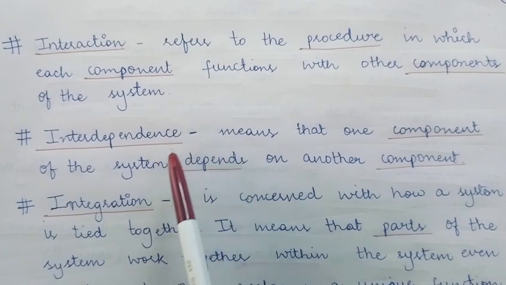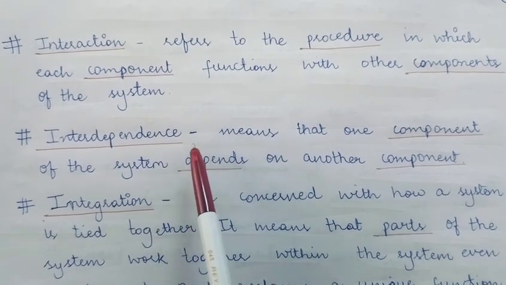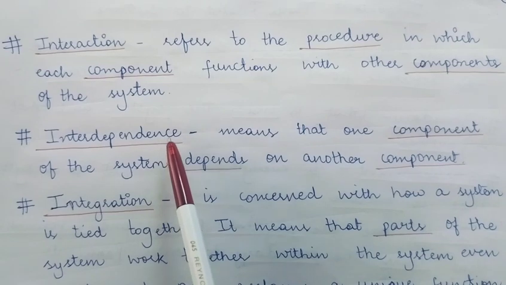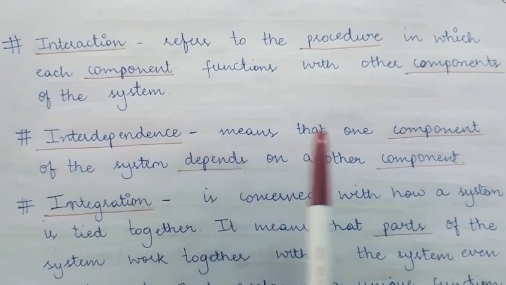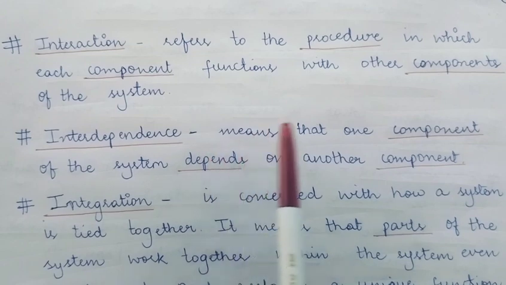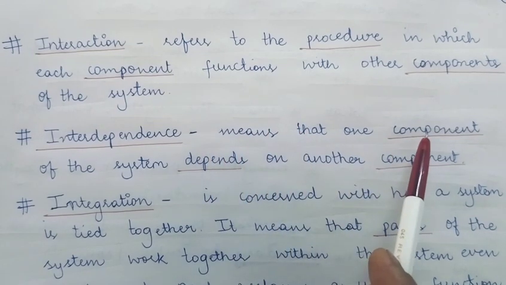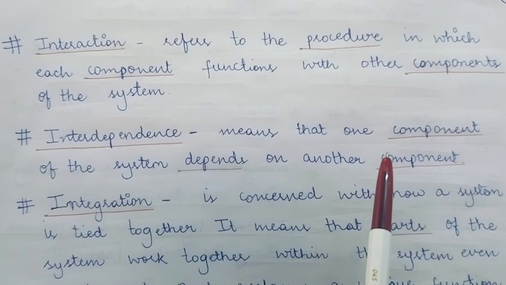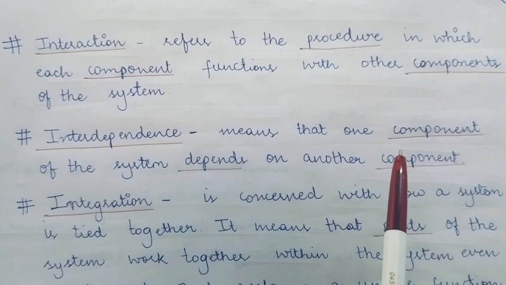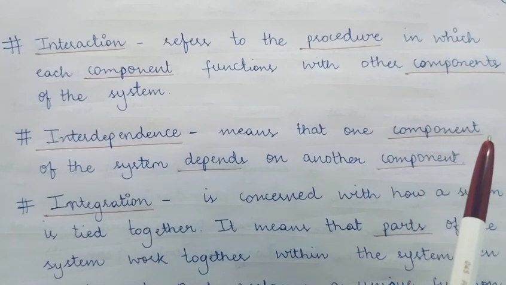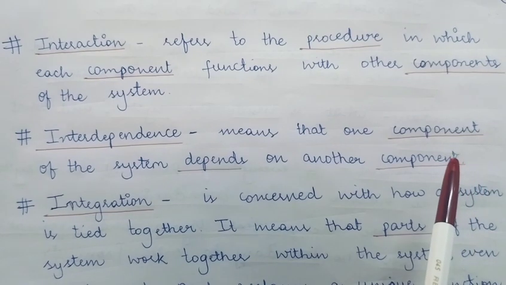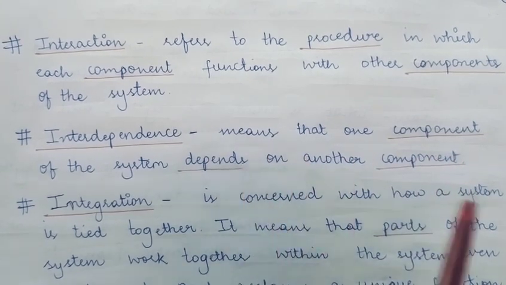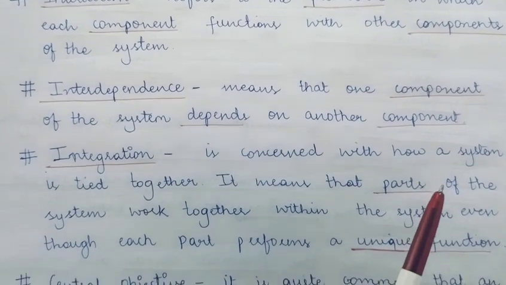So obviously if the components are interdependent upon each other, interdependence has to be a characteristic of the system. So basically what does interdependence mean? It means that one component of the system is dependent upon another component of the system. As I said, the result of one component could be used as input by the other component. The functioning of one component would affect the functioning of another component. So this way they are interdependent upon each other.